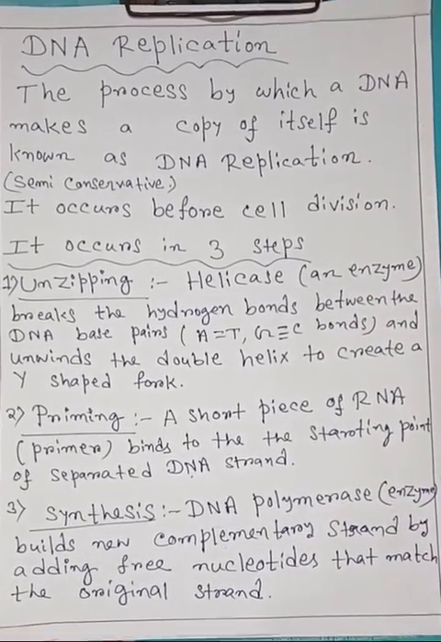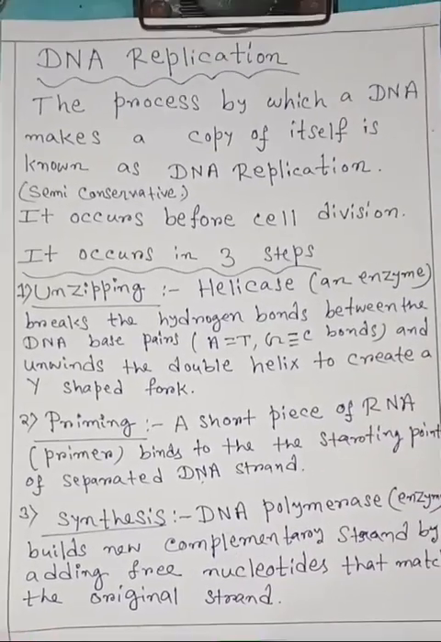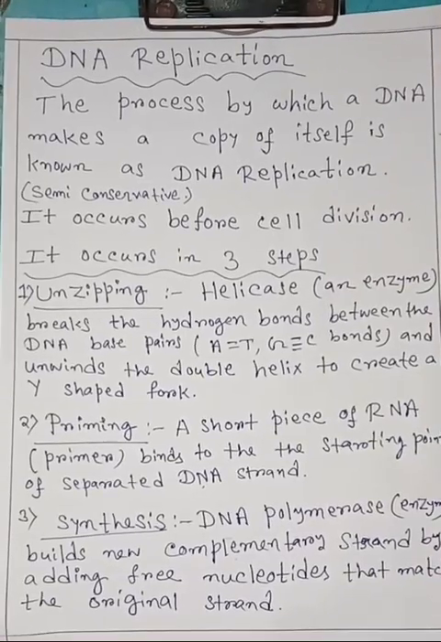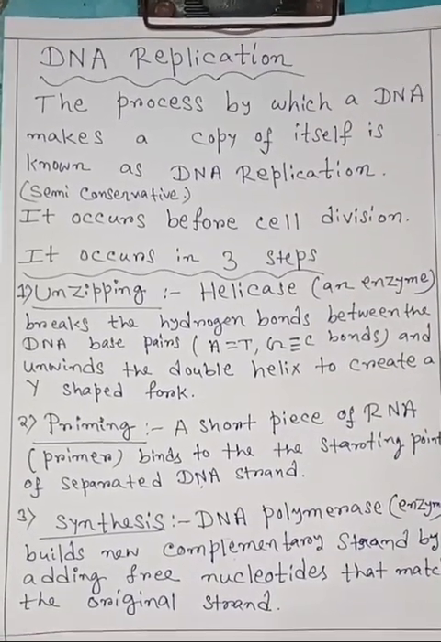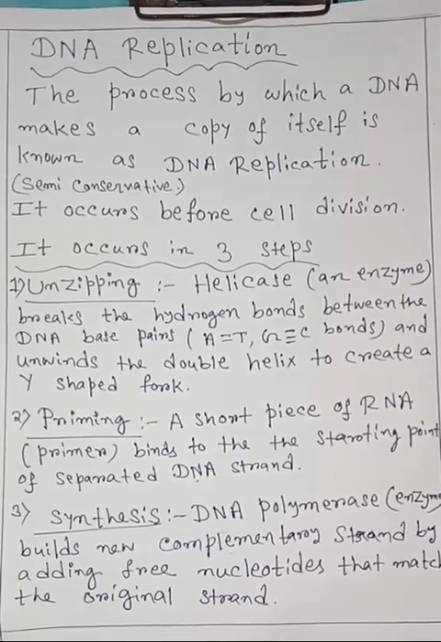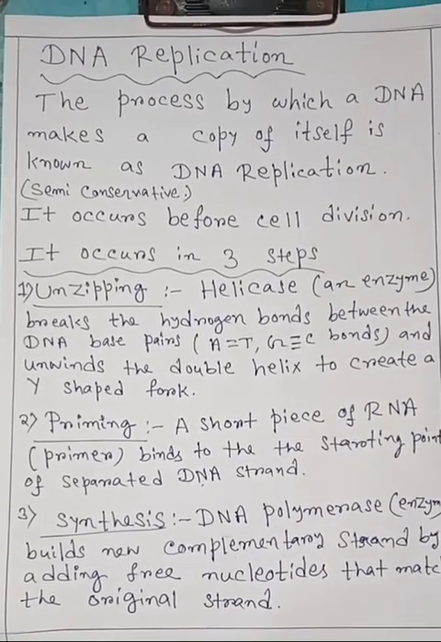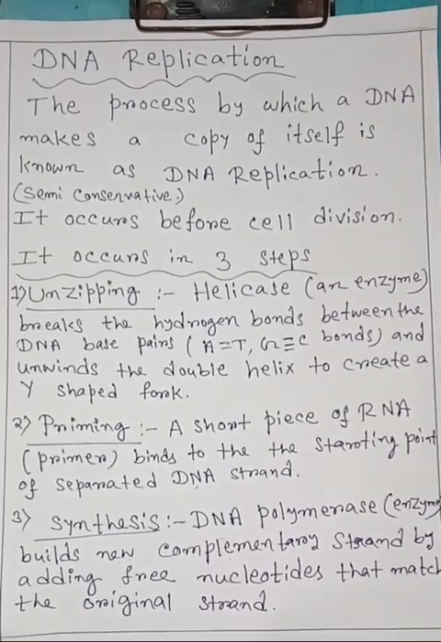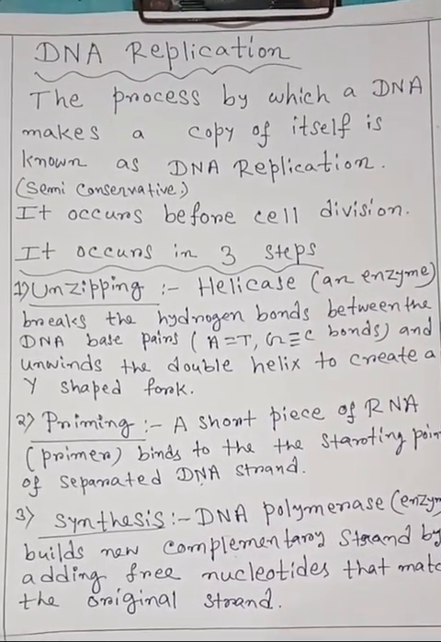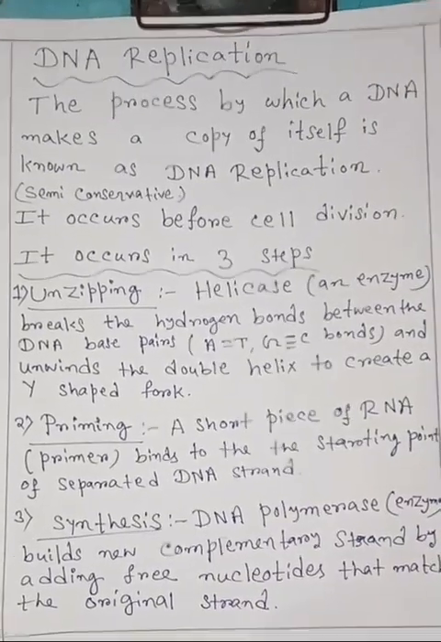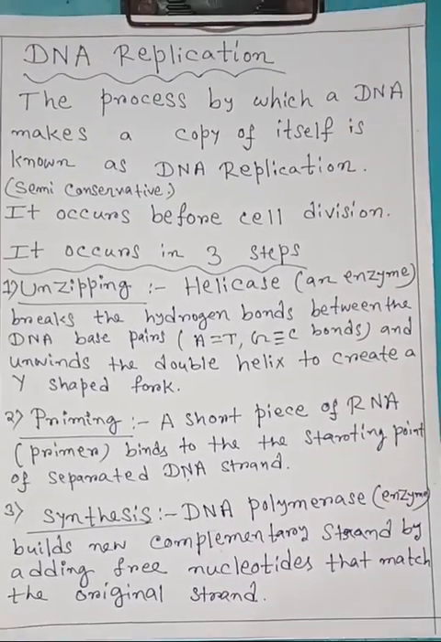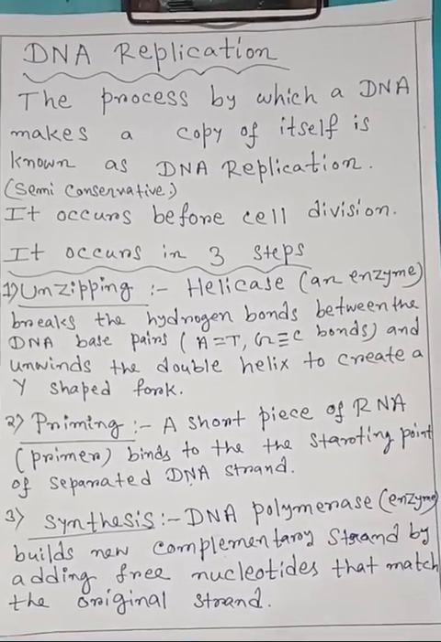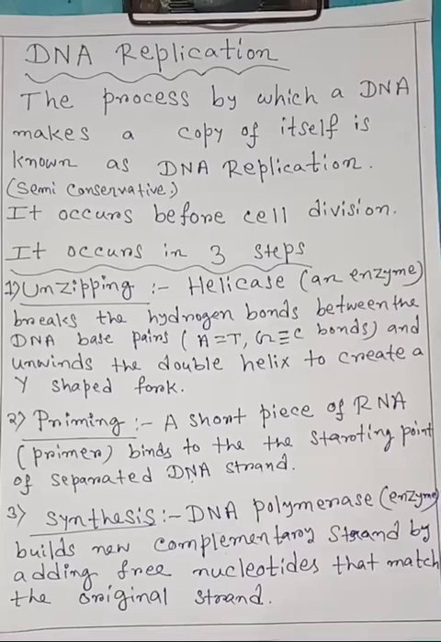Next stage is priming. A short piece of RNA, which is also called primer, binds to the starting point of the separated DNA strand. So DNA is double stranded and it is a ladder-like double helix structure. In unzipping stage, the 2 strands are separated from one another, and this happens by the presence of helicase enzyme, because helicase breaks the hydrogen bonds between the 2 antiparallel strands of DNA, and it breaks the DNA base pairs adenine, thymine and guanine, cytosine bonds and creates a Y-shaped fork. Next stage is priming, where a short piece of RNA, which is also known as primer, binds to the starting point of the separated DNA strand.